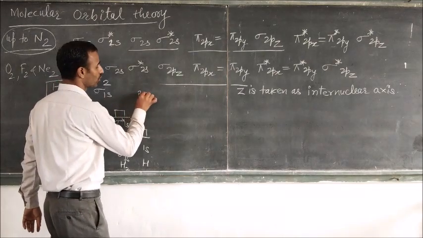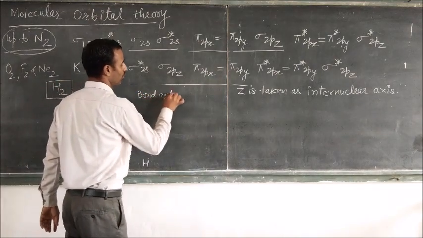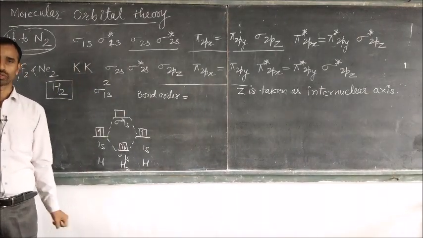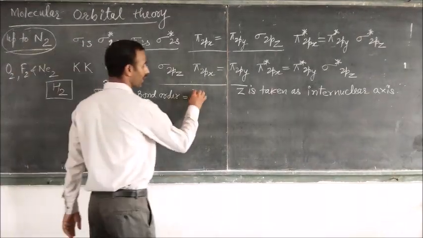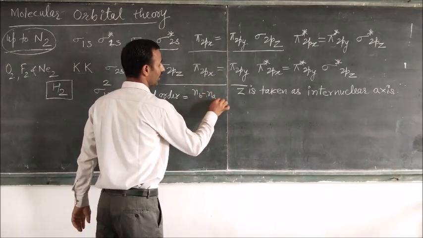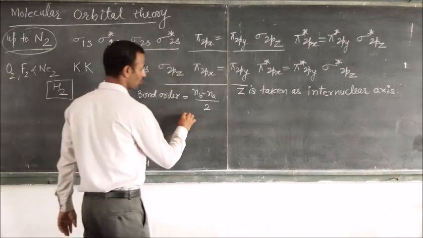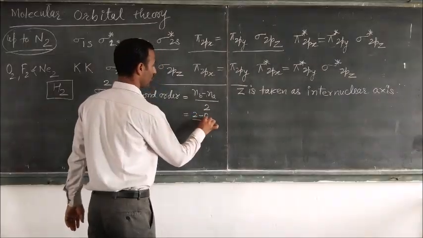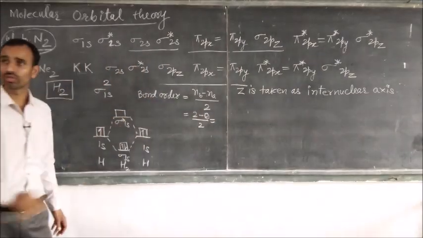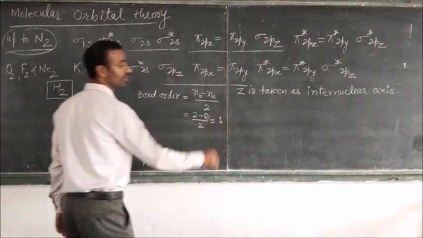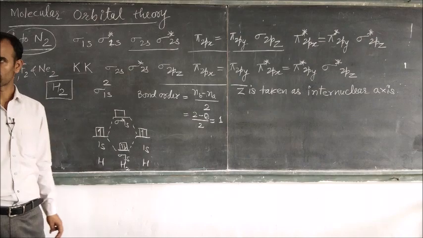Accordingly, we can calculate bond order. What is bond order? Number of bonds between two atoms. So it is bonding electrons minus anti-bonding electrons, divided by 2. So it is 2 minus 0, because in anti-bonding there is no electron. So there is one bond between hydrogen atoms.